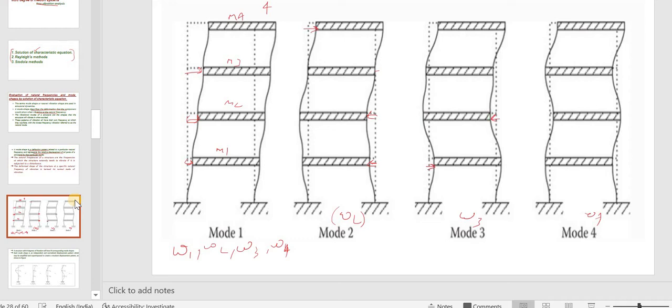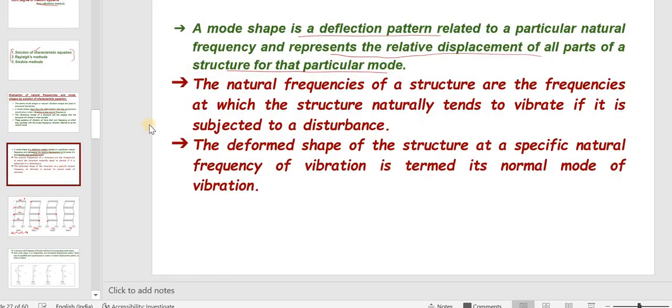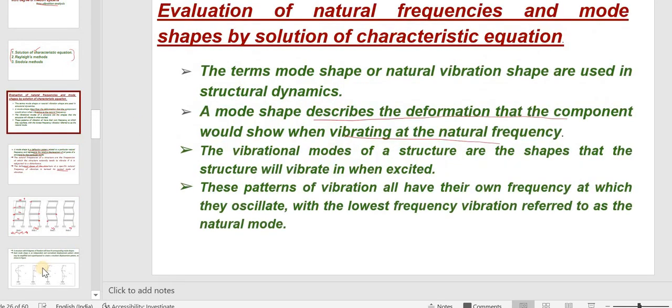So it all depends, that we will be finding out. It need not be the same every time as what I have written. It is just a representation only. Now we will be finding out the shape, how much it will be moving. That is what is meant by mode shape. The natural frequency of structures is the frequency at which the structure naturally tends to vibrate if it is subjected to disturbance. The deformed shape of a structure at a specific natural frequency is termed its normal mode of vibration. So that is meant by mode shape.